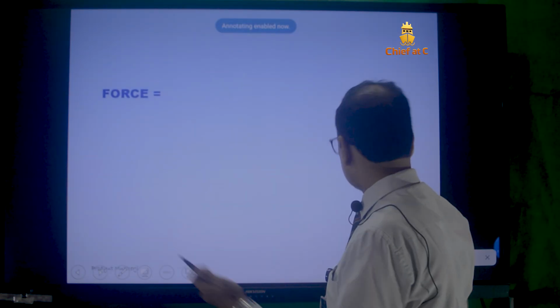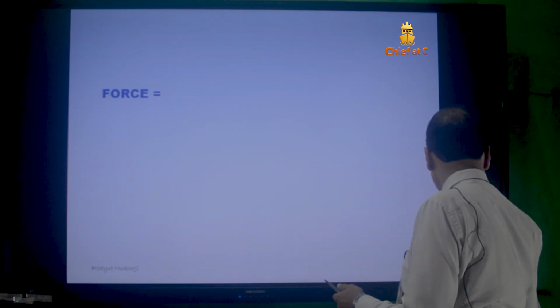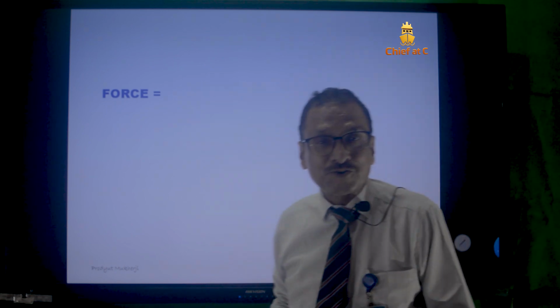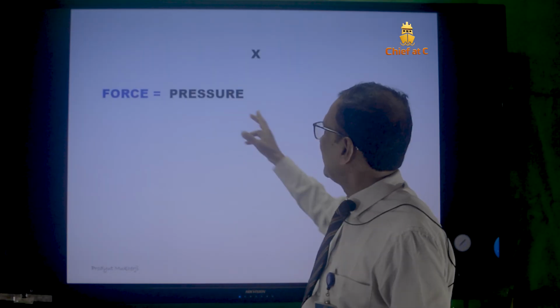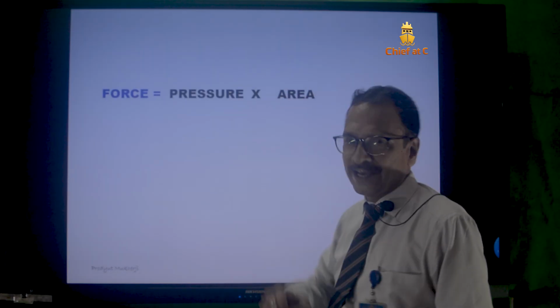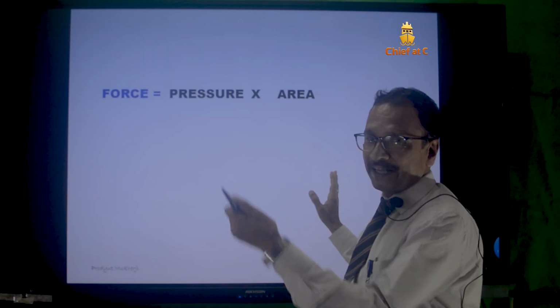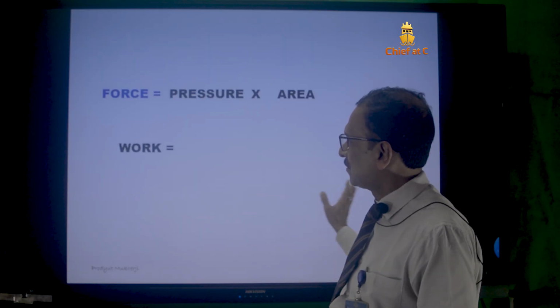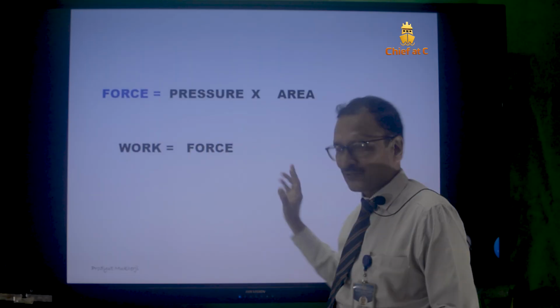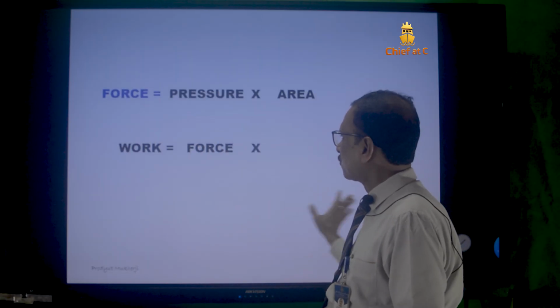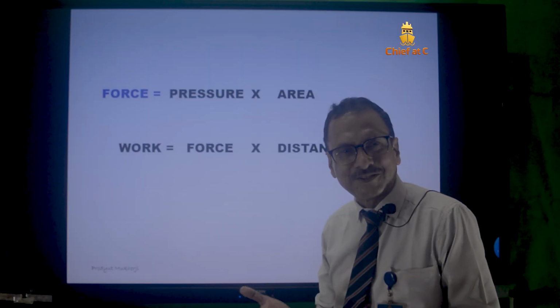So let us see a simple term from physics. We know force. What is force? Force is pressure into the area. Pressure acting over the area is called force. And next is the work done. So what is work done? Work done is this force into the distance through which the body travels.